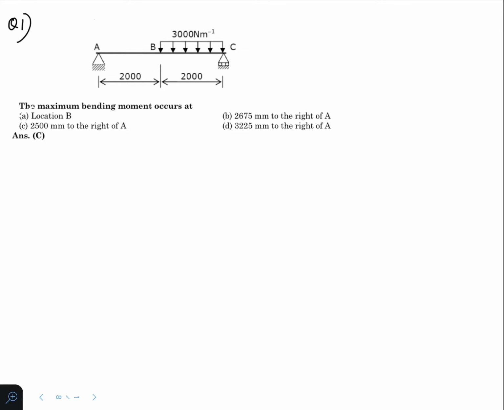So how can we do that? First we have to find out the reactions, and from that we will derive an equation for M of x, and we know that dM of x by dx is shear force. The point where shear force is 0 is the point of maximum bending moment.